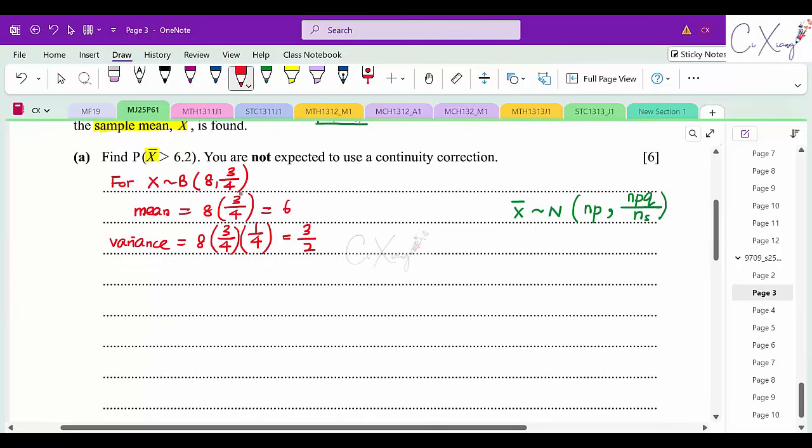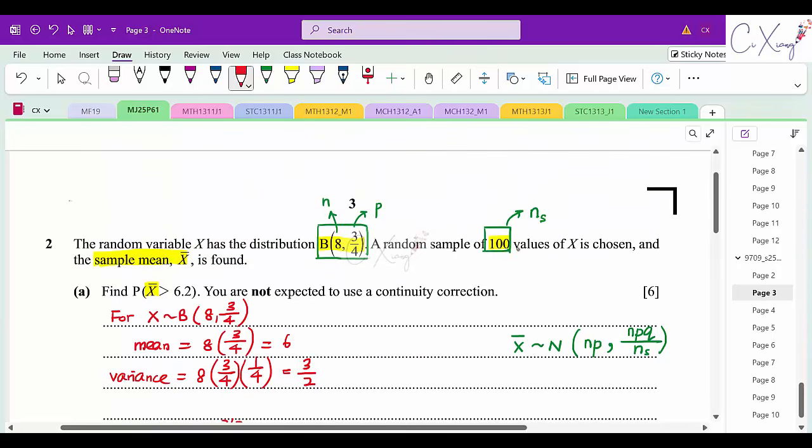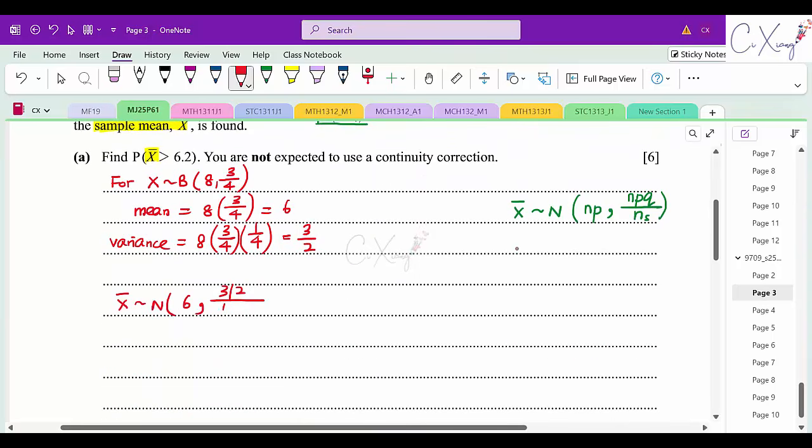And we are going to get the sampling distribution for sample mean. It is normally distributed like what I told you just now, because the sample size is large. Therefore, it will be normal distributed. What's the mean for the sample mean? It is the same as the population, which is 6. What is the variance of a sample mean? So it will be the population variance 3 over 2 divided by the sample size. What is the sample size that I have here? 100. So for the variance of a sampling mean, I will be having 3 over 200.